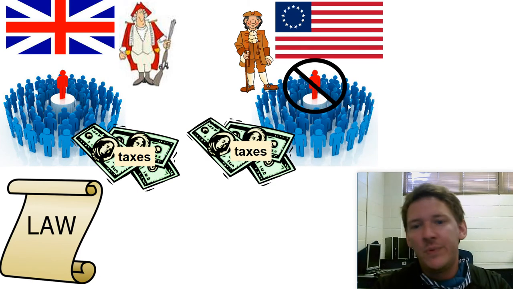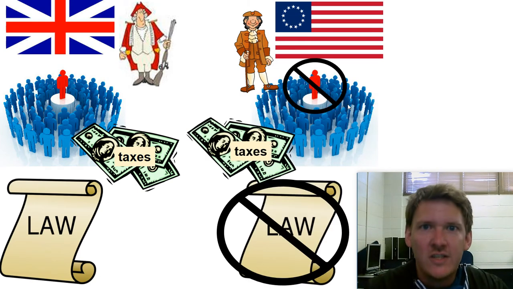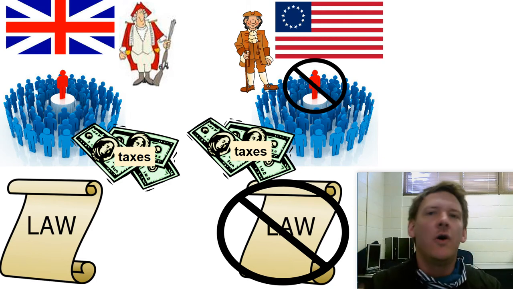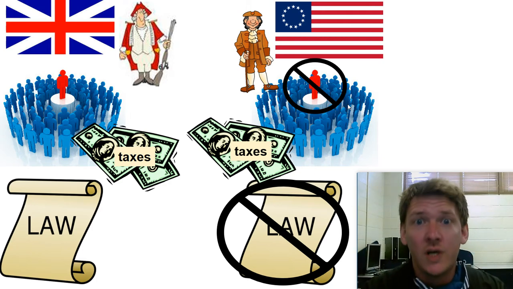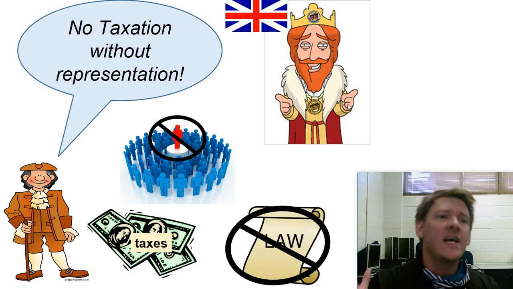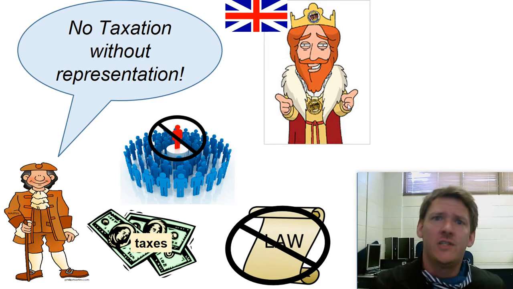They had to pay taxes, but they did not have representation, so there's no way for them to change the laws. So every time the king hit them with a new law and a new law and a new law, there was nothing they could do because they had no representation. So we get the phrase no taxation without representation. This is one of your famous lines.